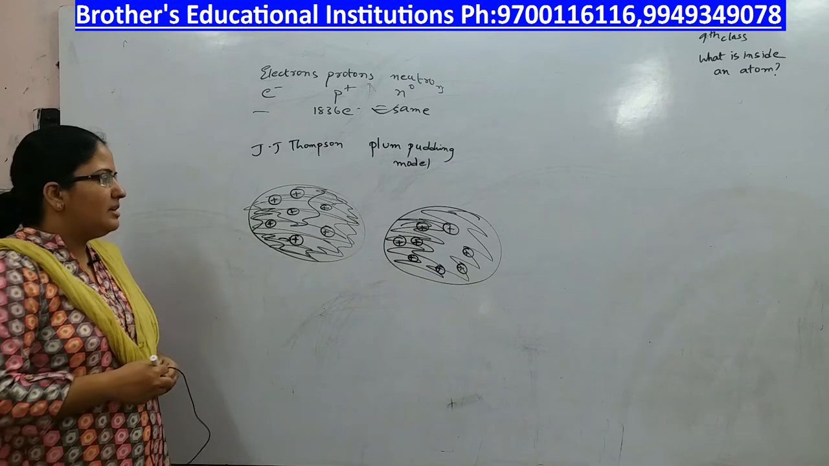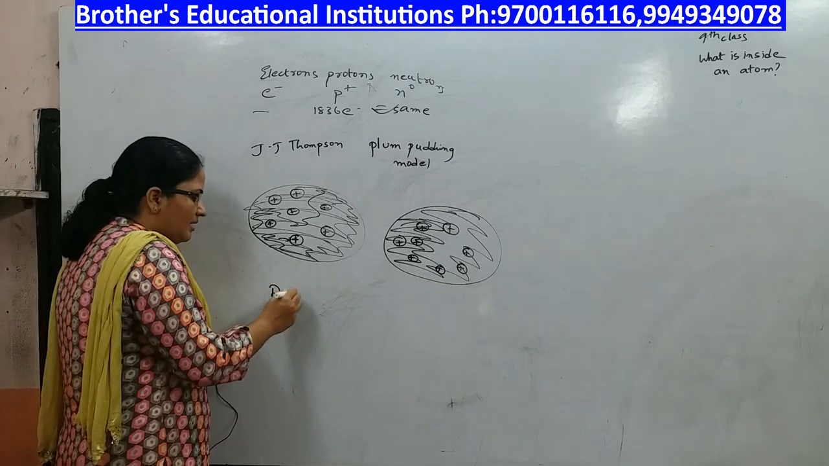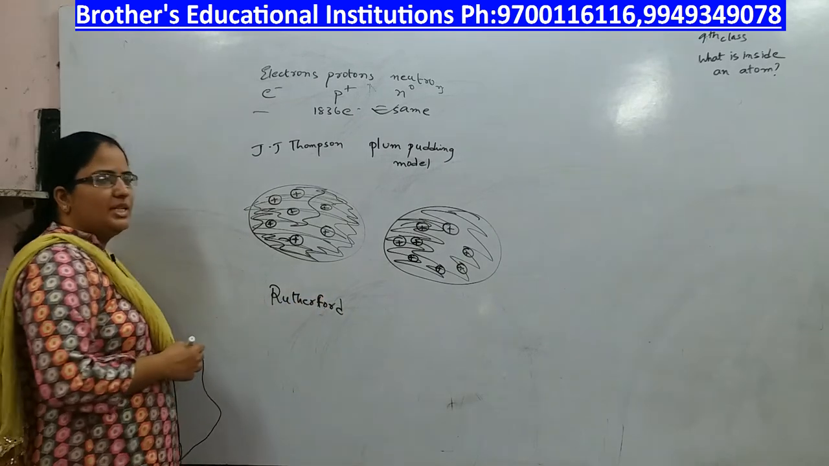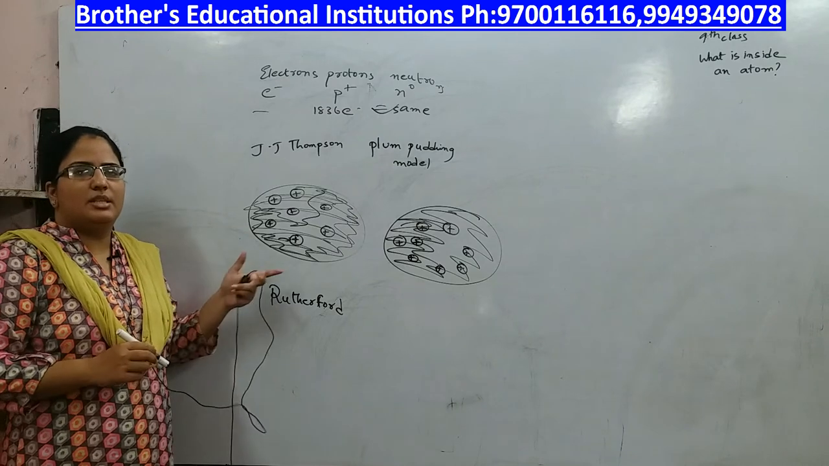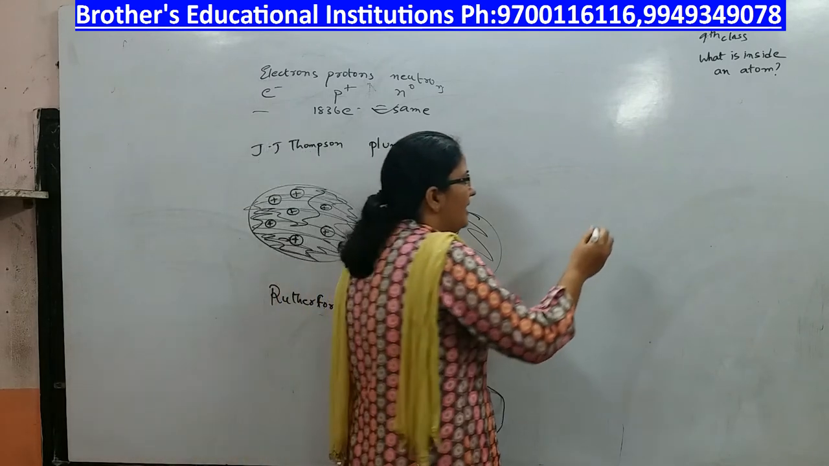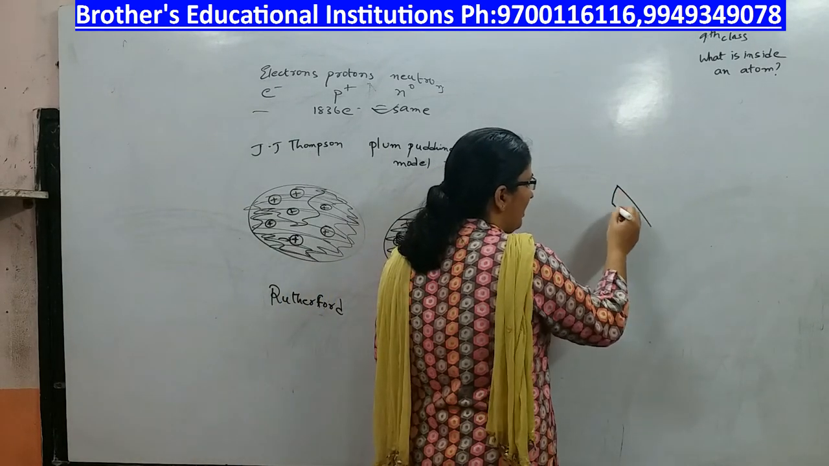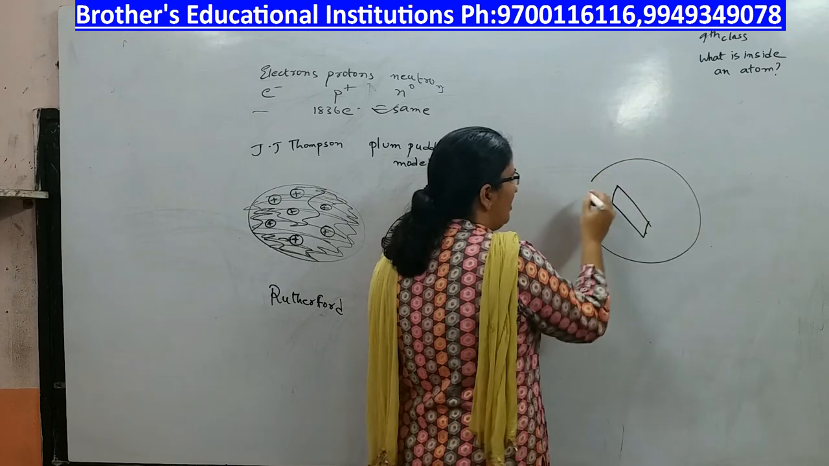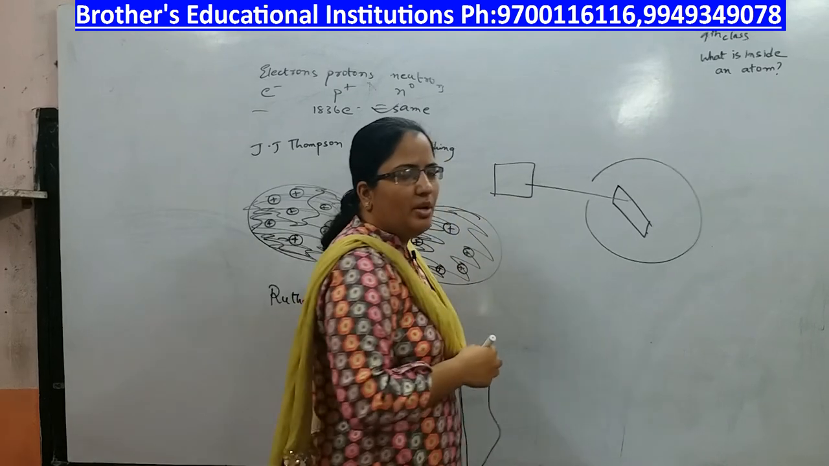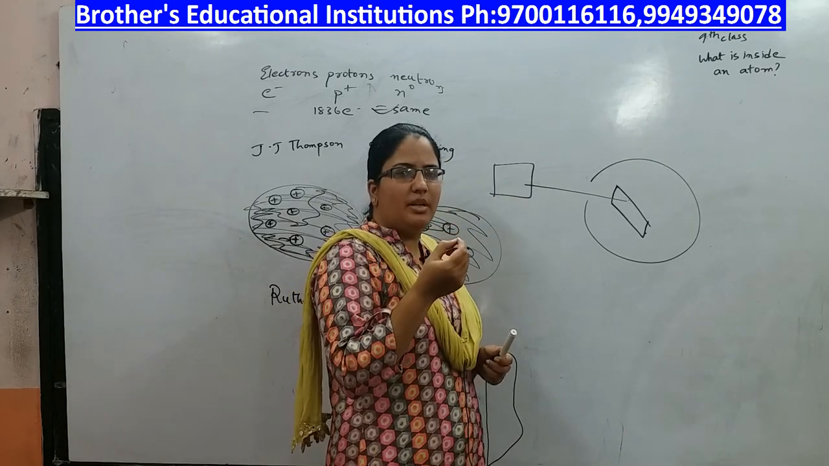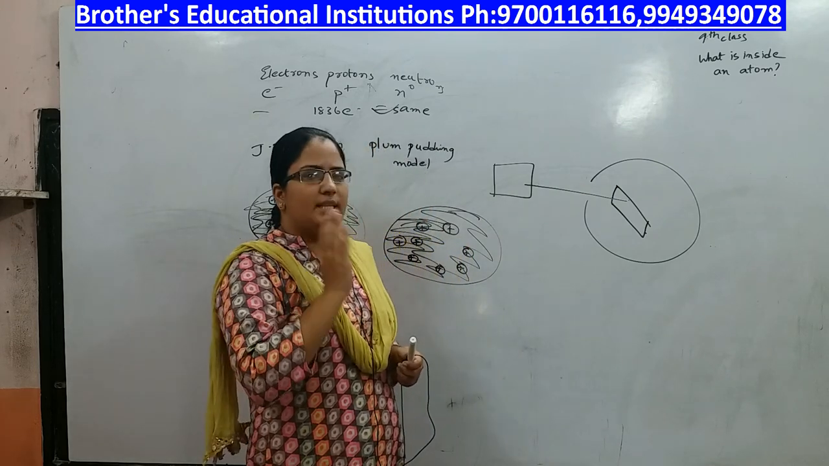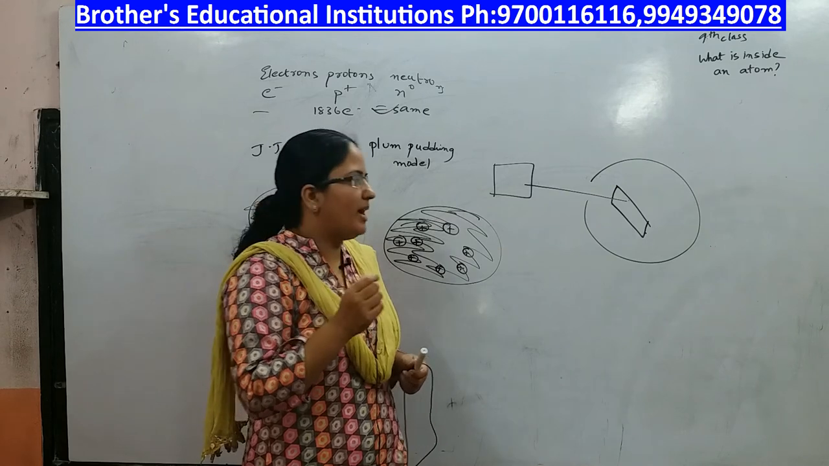But his student Rutherford observed results which did not match J.J. Thomson's model. Let us see what Rutherford has done. Rutherford took a very thin gold foil. The reason he took a very thin gold foil is that you will have fewer atoms. If you see it sideways, you have very few atoms.